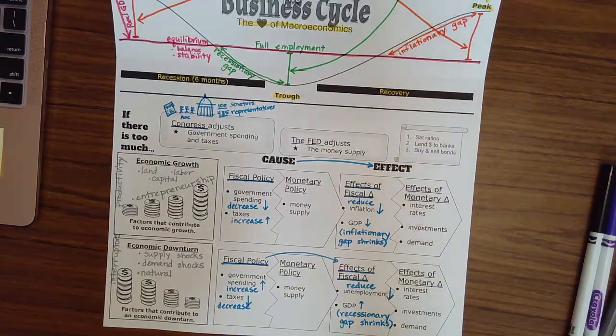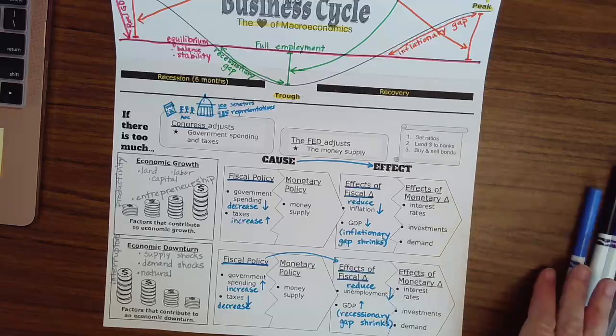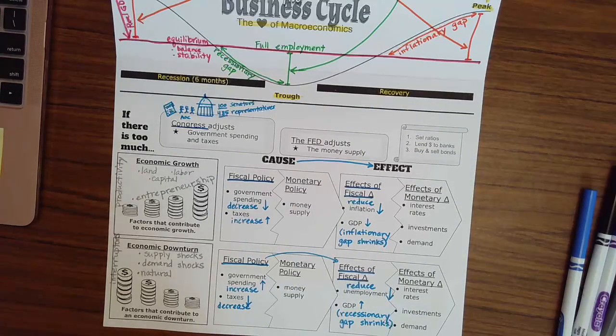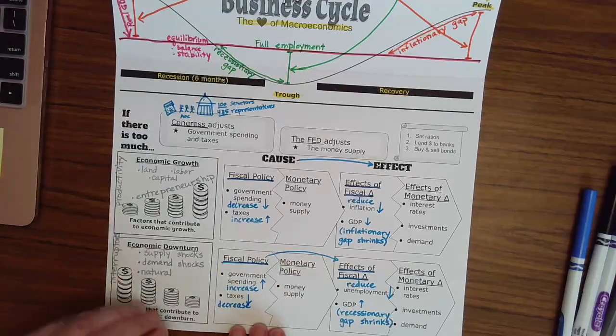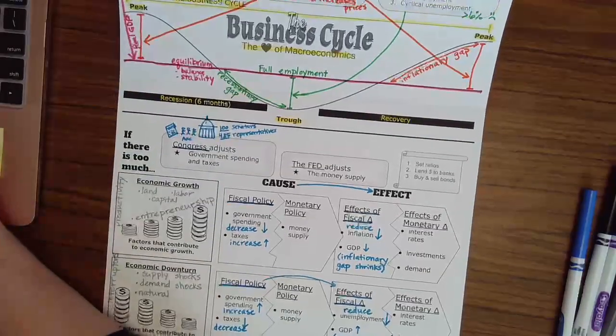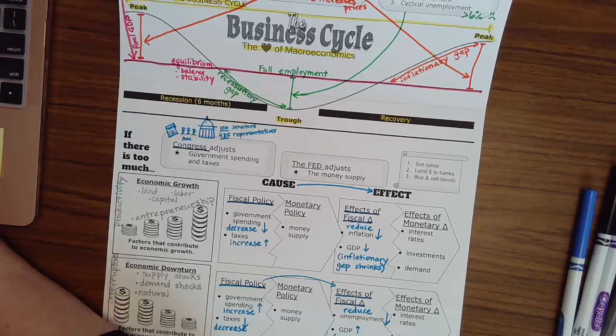We're going to stop here for a 10 to 2. Partner A is going to explain if there's too much economic growth, what can Congress do? And partner B is going to say if there's too much economic downturn, what can Congress do? Please use this chart to help you. And we'll use the signal word here.